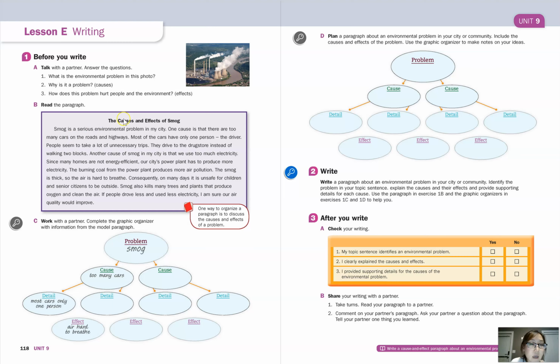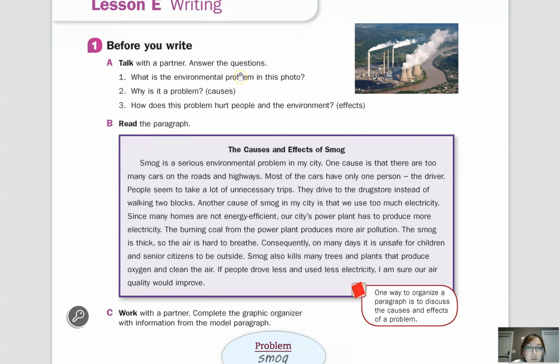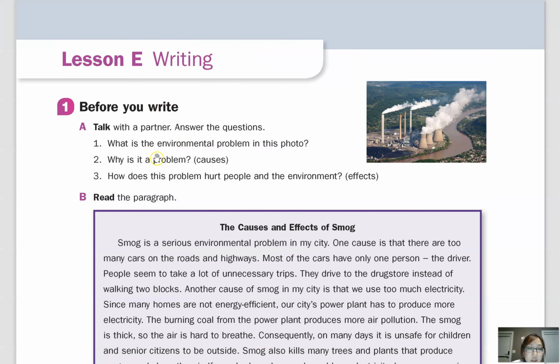Okay, so let's take a look at this photo. And without looking at the story, just look at the questions. And hold on just a second, let me zoom in. Okay, so just look at the questions and take a brief moment to answer them. And you don't have to make complete sentences, just answer them in short phrases or words.